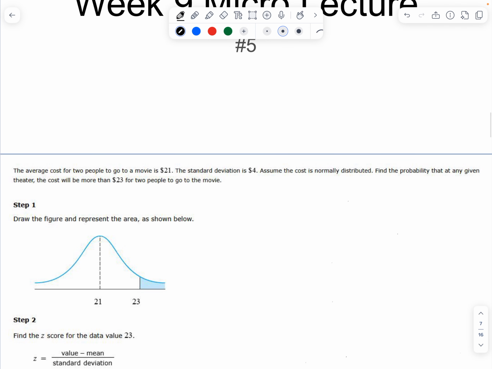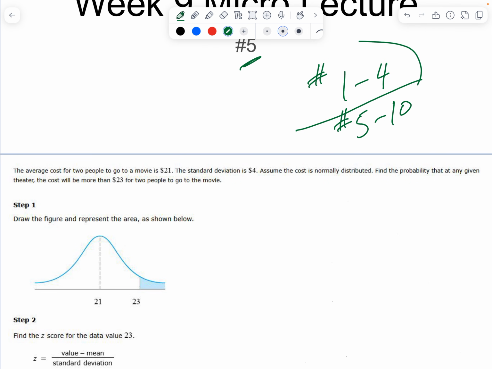We're going to look at micro lecture number 5 in ALEKS. You probably saw in the announcements that for questions 1 through 4 in ALEKS, you should use one area chart, and for questions 5 through 10, you're going to be using a different area chart. So just be aware we're on question 5. Not quite sure why the curriculum has us switching area charts, but we're going to try to just be patient and roll with it.